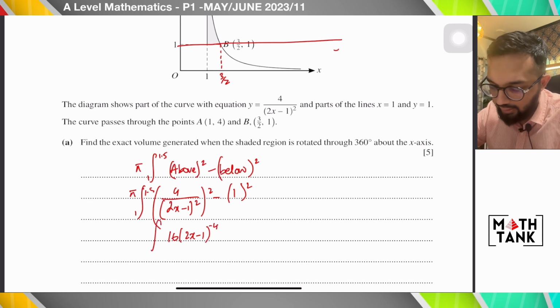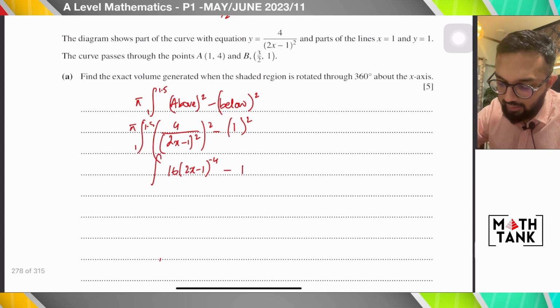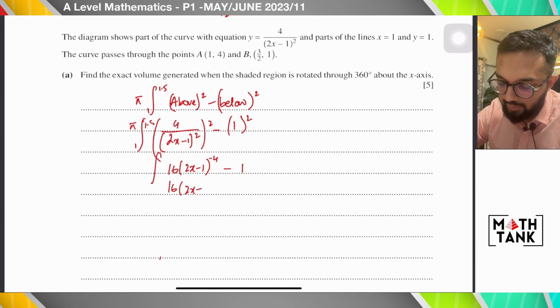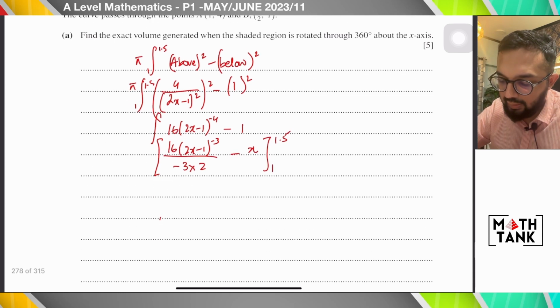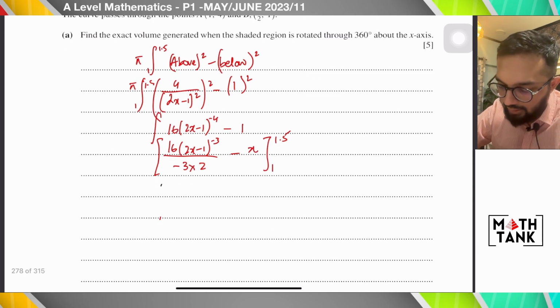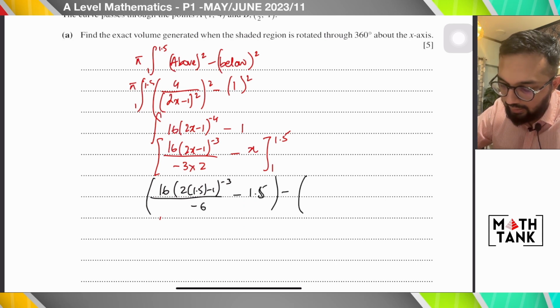I still haven't integrated that. I'm going to keep it as it is. Now I'm going to integrate and say that this is 2x minus 1 power minus 3 over minus 3, into 2. And this integrates to x, and I have the limits 1 and 1.5. Okay, then I can plug in my limits and say that I have 1.5 minus 1 power minus 3 over minus 6 minus 1.5, and minus 16, 2 into 1 minus 1 power minus 3 over minus 6 minus 1.